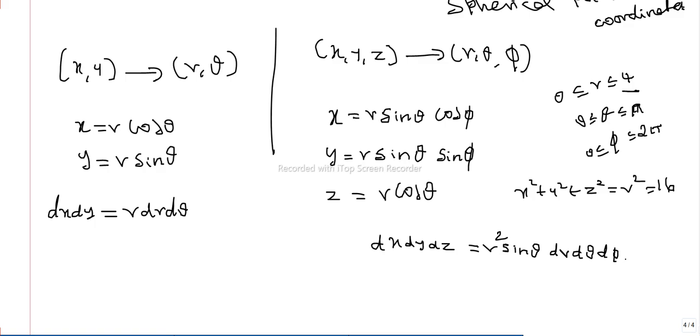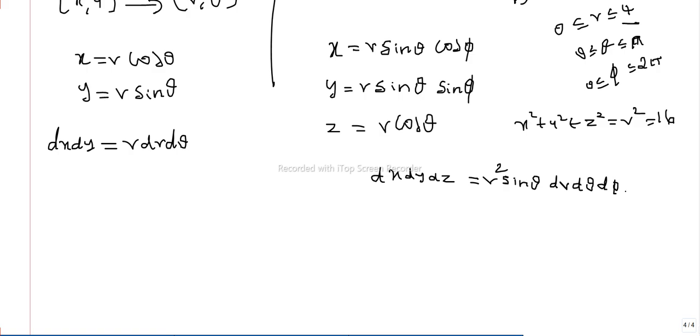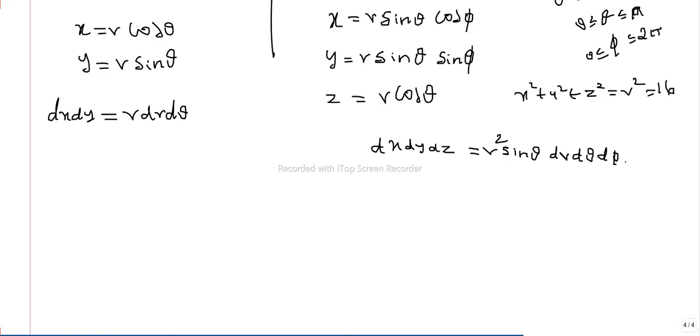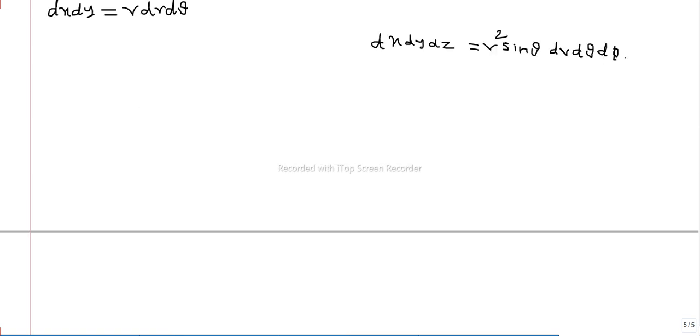Anyway, I will quickly solve one problem using the divergence theorem. The divergence theorem gives the relation between the surface integral and the volume integral, and Stokes theorem gives the relation between the line integral and the surface integral.